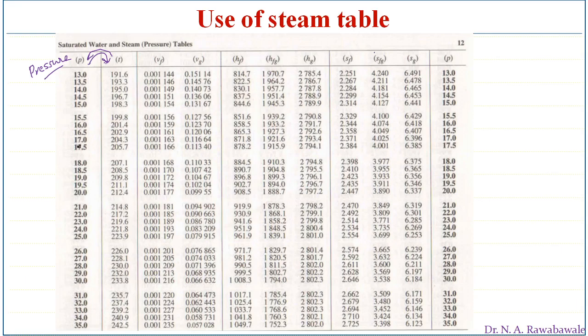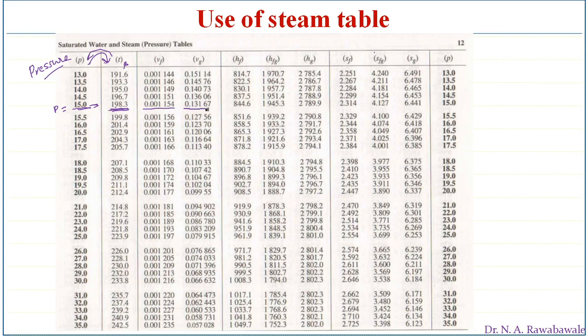So corresponding to any pressure, for example, we take 15 bar. At a pressure of P equal to 15 bar, we can get the saturation temperature as 198. In the earlier case, if temperature is given, from that temperature we can find the pressure. Now here pressure is given, and from that we can find the temperature. So the saturation temperature at 15 bar is 198.3 degrees Celsius. So this is the saturation temperature. And this is the specific volume of water in meter cube per kg.